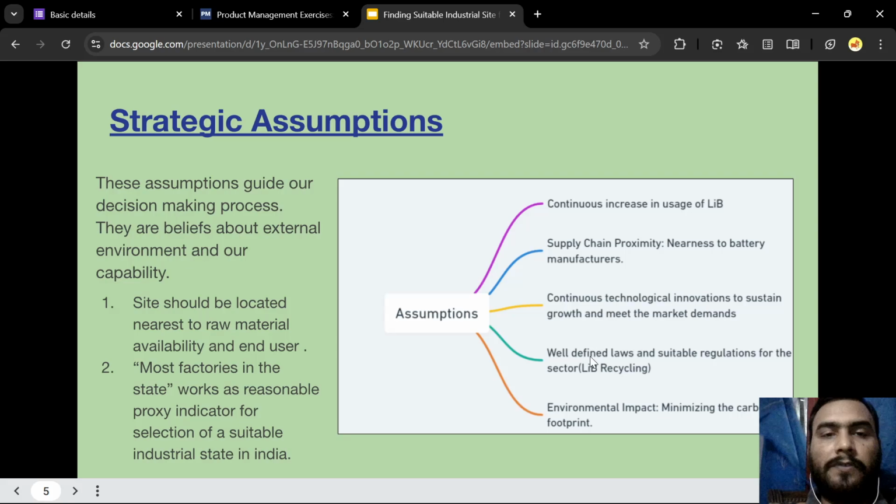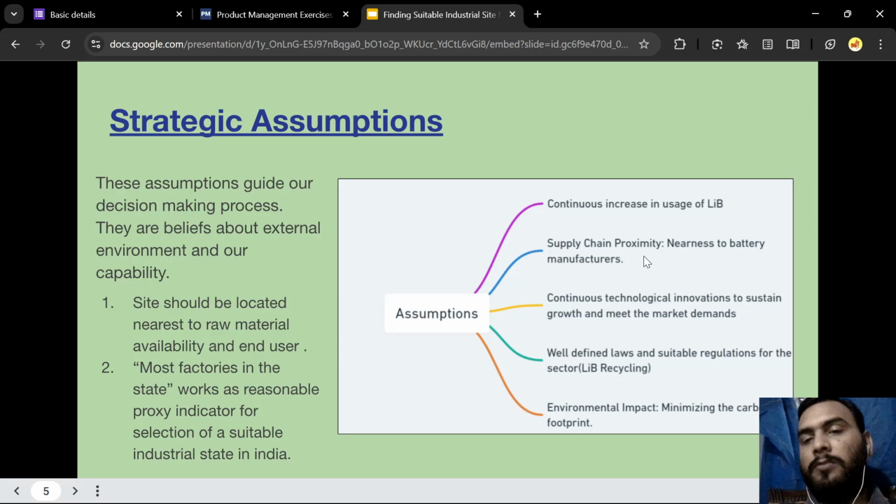So what are the assumptions that I have made? These are assumptions for guiding our decision making process, how we move on through the multiple next stages to find the suitable industrial site. The assumption that we are making, as a company trying to find the industrial site, is that there is going to be continuous use of lithium ion batteries, and there is going to be increased use cases for this particular solution as more and more people switch to electric vehicles.